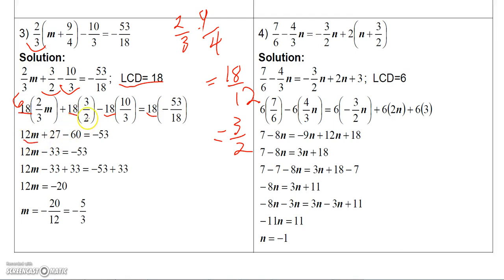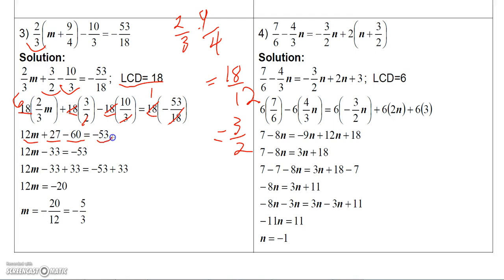All right. Then here, if I go 2 into 18, I'll get 9, and then 9 times 3 is 27. And then here, if I divide 3 into 18, I actually get a minus 6 because of that minus. So I have minus 6 times 10, so that's minus 60. And then over here, if I multiply that by 18, the 18s cancel, which 18 over 18 is just 1, so I get 1 times negative 53, which is negative 53.